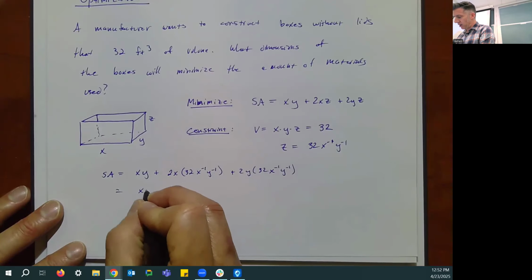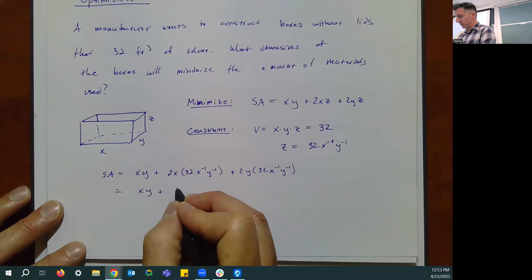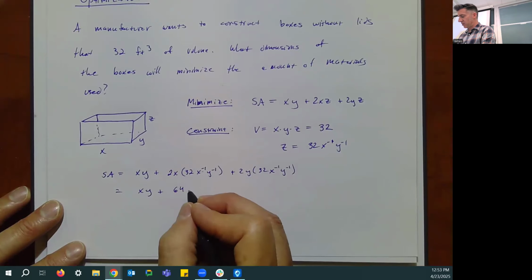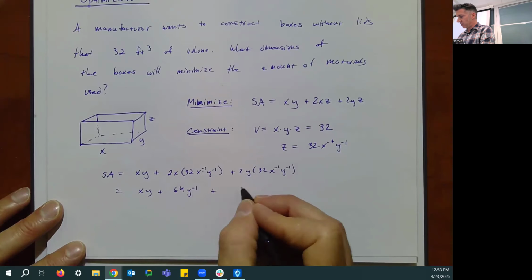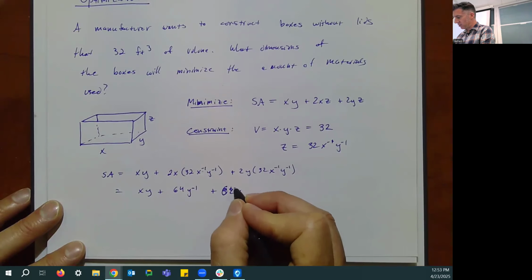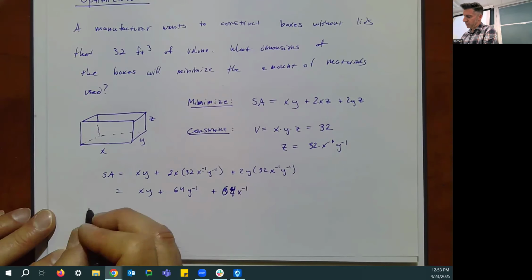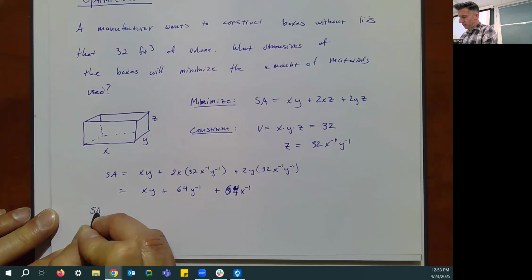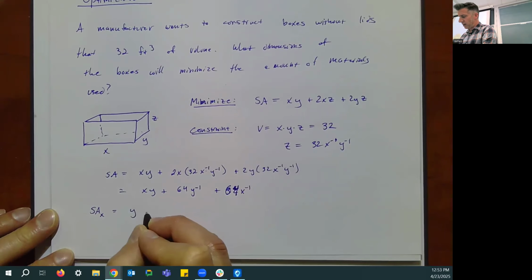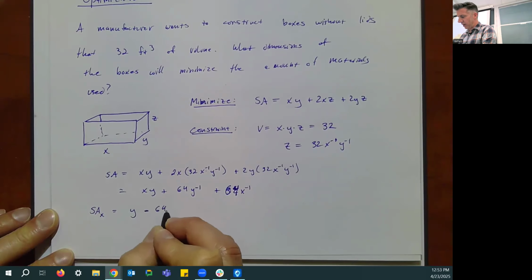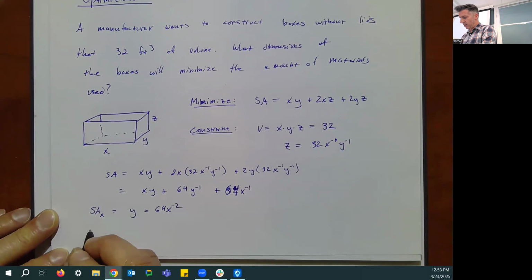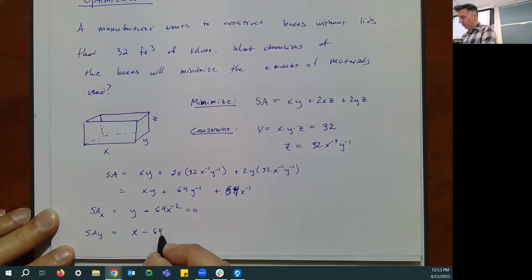It's going to equal xy plus 2 times 32 is 64. The x's cancel and you get y to the negative 1. Same deal over here. You get 64x to the negative 1. Now we take the partial derivatives. So our surface area partial derivative with respect to x is going to be y minus 64x to the negative second. And the other partial derivative with respect to y is going to be the same thing, except with x equal minus 64y to the negative second.